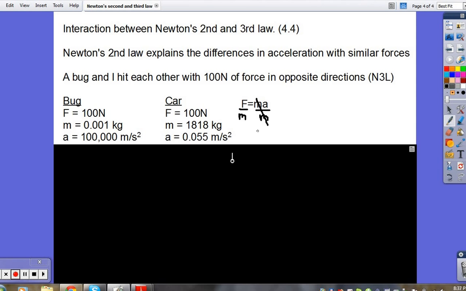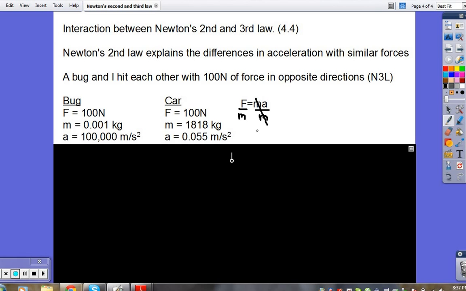So this is how really understanding Newton's second law, which I think is the hardest to truly understand, helps explain some of the weirdness you see in Newton's third law.